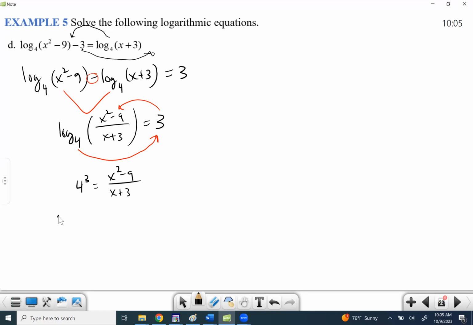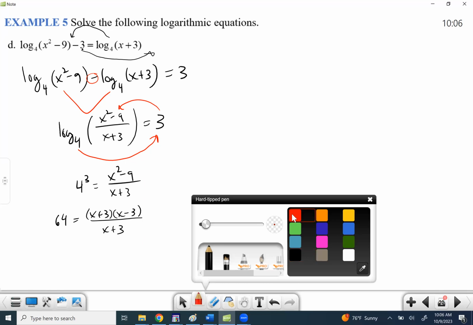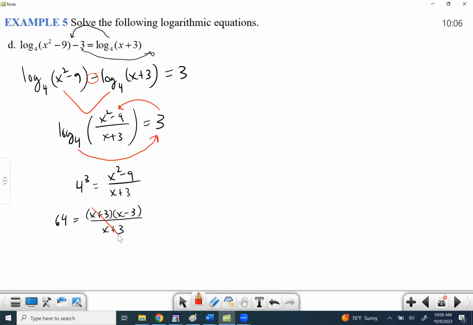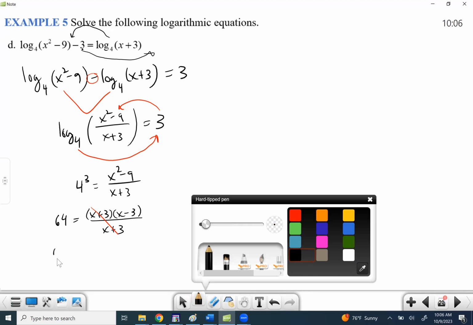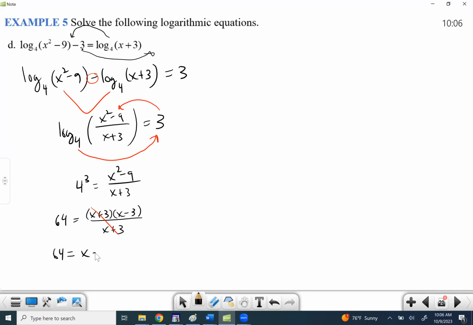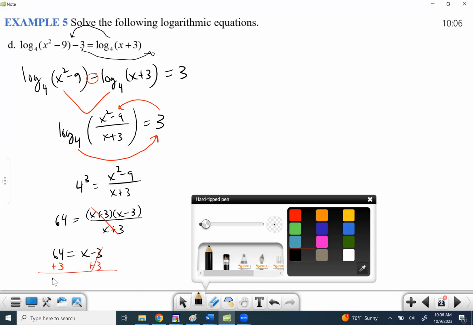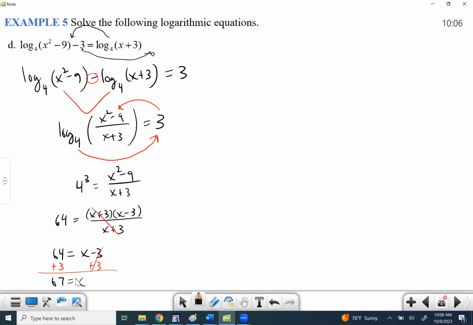So 4 to the third, that's 64. And you might look at that x squared minus 9 and go, hey, that guy factors, difference of squares. So my favorite thing to factor. So it's going to be an x plus 3 and an x minus 3. And the impetus for actually factoring that is seeing that we're going to have a common factor. And now we can cancel that out. So we got 64 equals x minus 3. So our last step is to add 3 to both sides. And that ends up getting us 67 equals x.